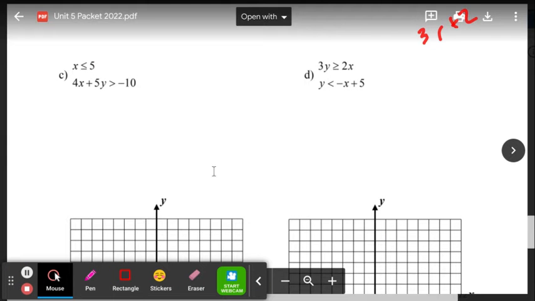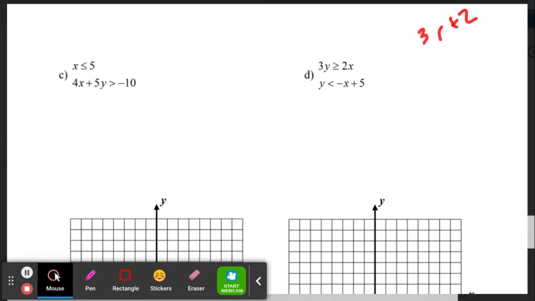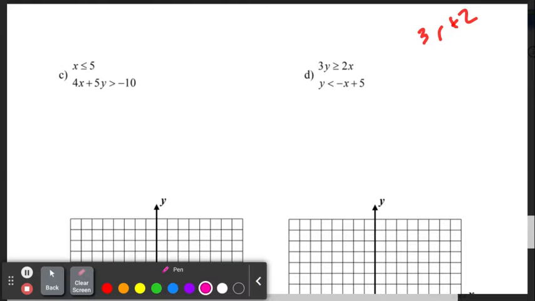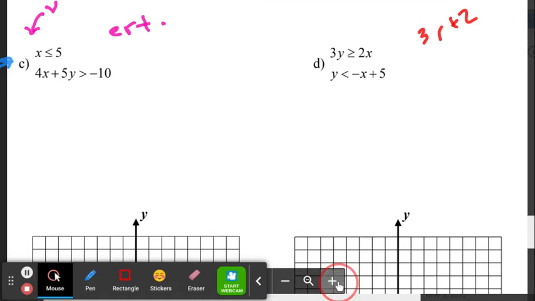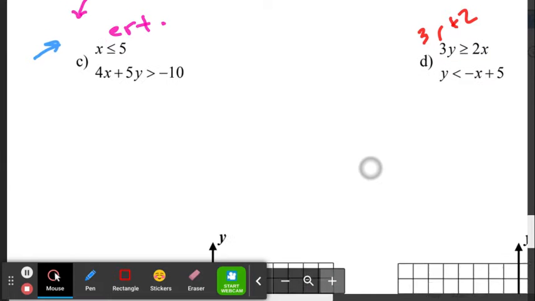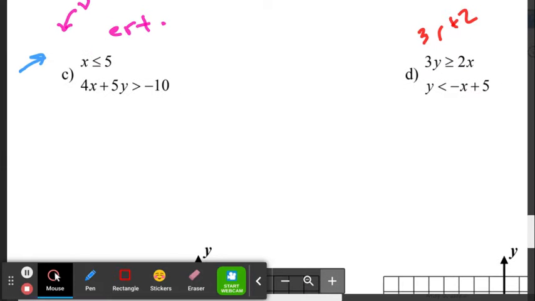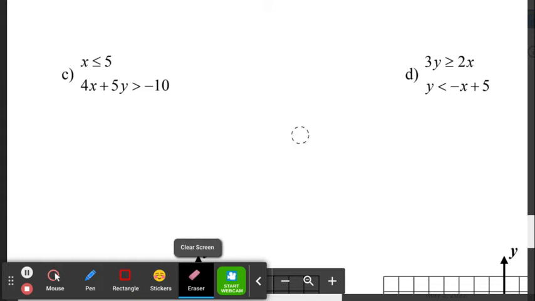One last thing before I end the video, we're going to look at letter C. I'll get you started on that, and then you have to finish the rest on your own. This right here is a vertical line, okay? Now the second one, let me zoom in a bit. I'm not going to do any of the graphing, so just clear the whole thing. There we go. We got to solve this guy for y.